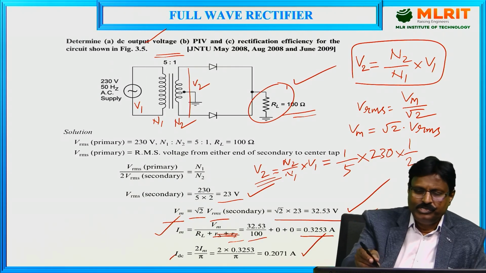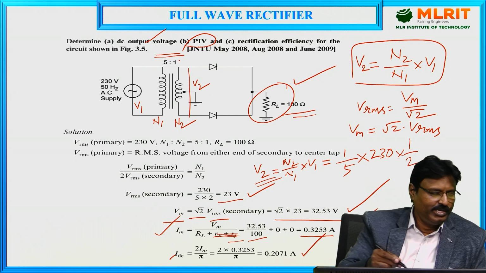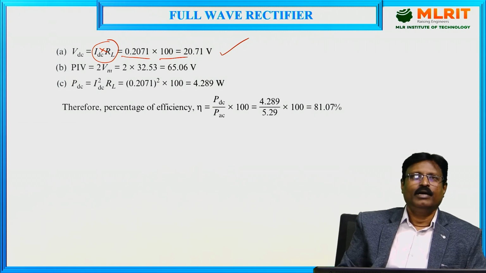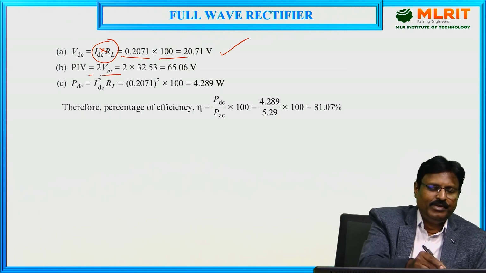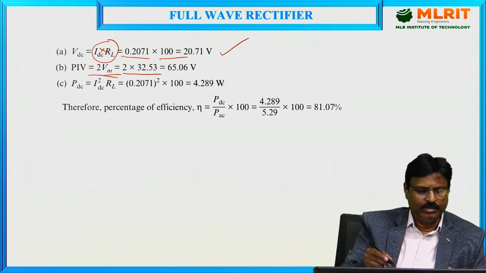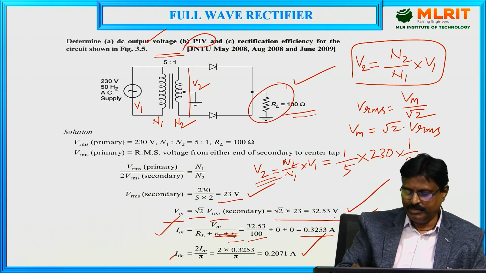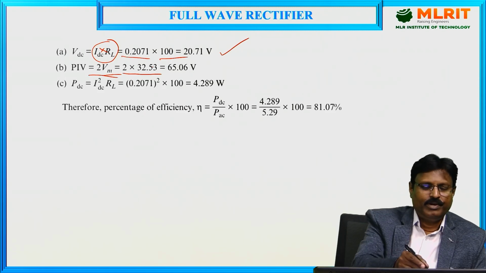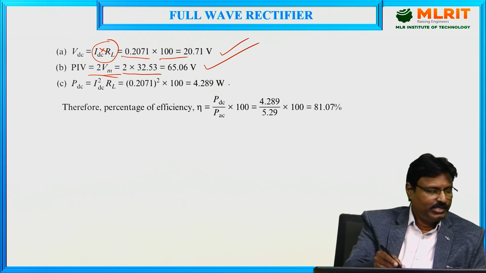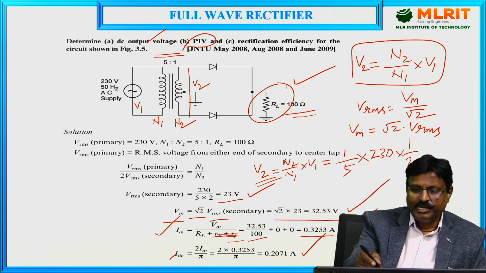Next question is asking for the peak inverse voltage. Already you know that the peak inverse voltage of a center tapped full wave rectifier is 2 Vm. If it is a bridge rectifier, the value will be Vm. And if it is a center tapped full wave rectifier, the value will be 2 Vm. So PIV is equal to 2 Vm. The value of Vm is 32.53, so 32.53 into 2 gives 65.06.